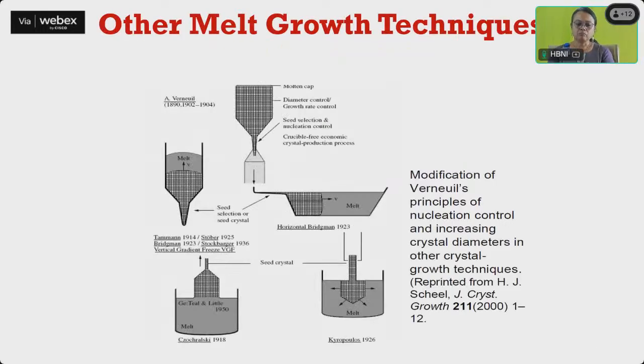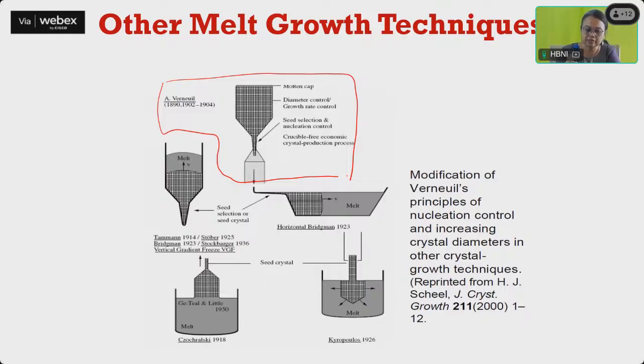Now, this Bernoulli crystal growth technique is known as the genesis of modern melt growth crystal growth. Why is it so? Here we will see that this is the first. So what is happening here? There is diameter-controlled growth.